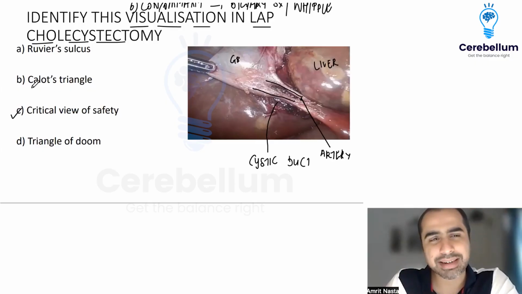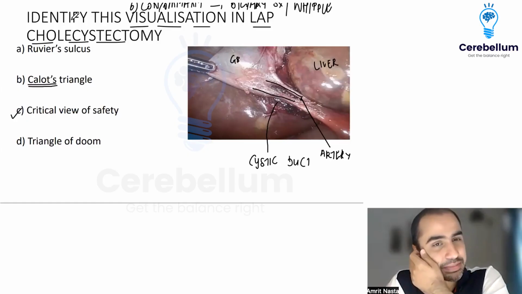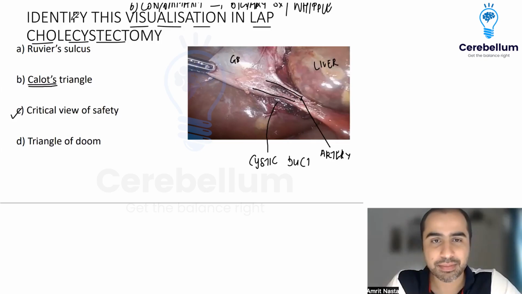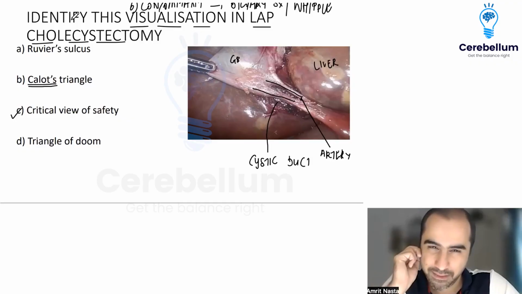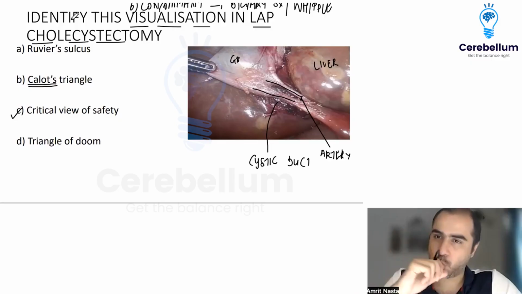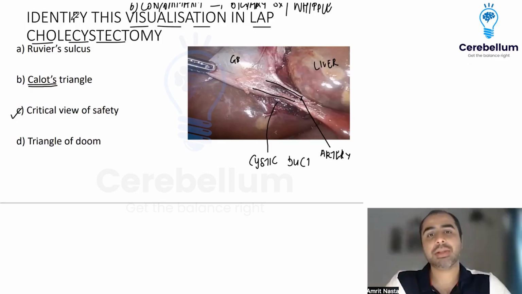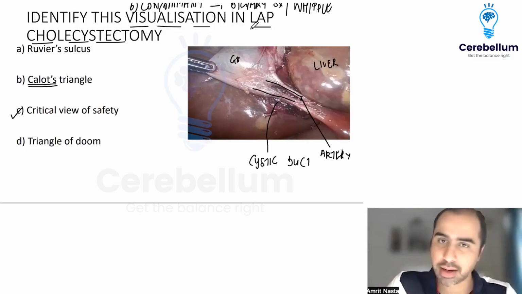Now, what is this Calot's triangle? Which triangle is this? Calot's triangle. What new thing has come? I thought many of you will write Calot's triangle. Yeah, some people wrote Calot's triangle. Some people wrote BBB. What is this Calot's triangle? Have you ever heard of it? So Calot's triangle is the area where you do this surgery.